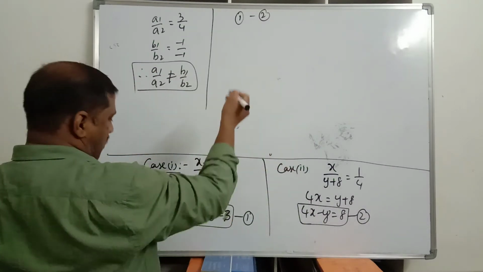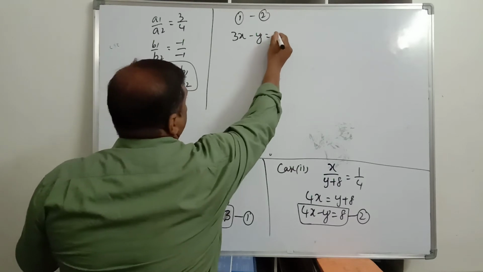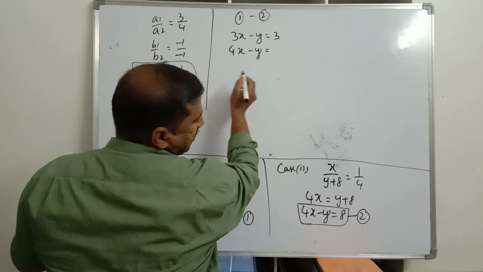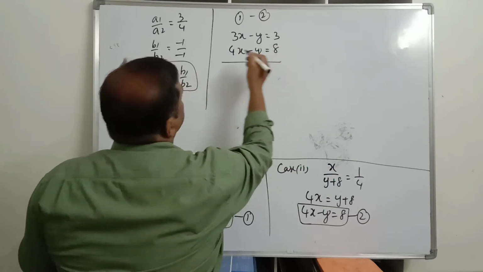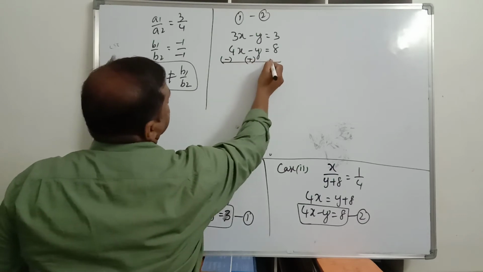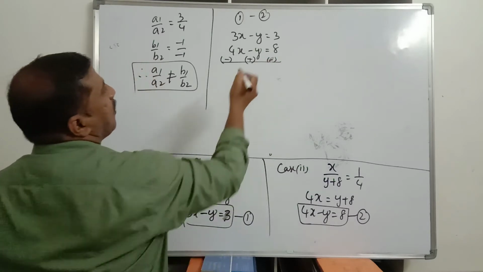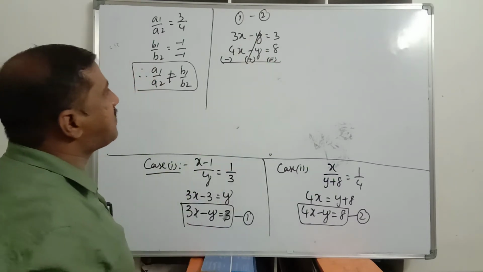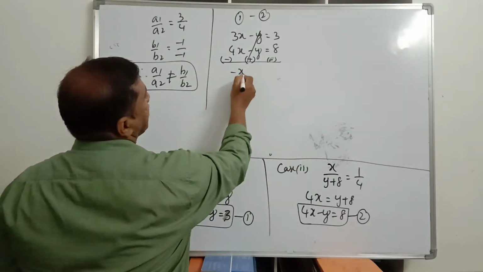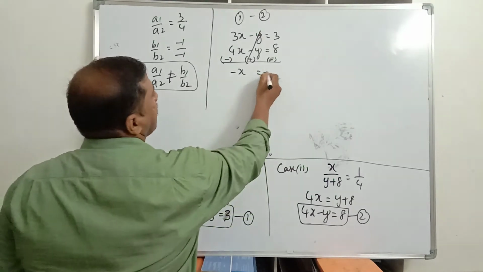Equation 1 is 3x minus y equals 3. Equation 2 is 4x minus y equals 8. Subtract these equations. Plus will become minus and minus will become plus. Now plus y minus y are cancelled. 3x minus 4x is minus x, that is equals to 3 minus 8, which is minus 5.